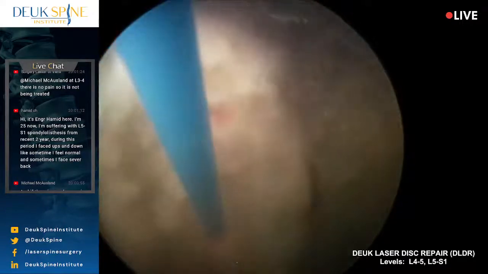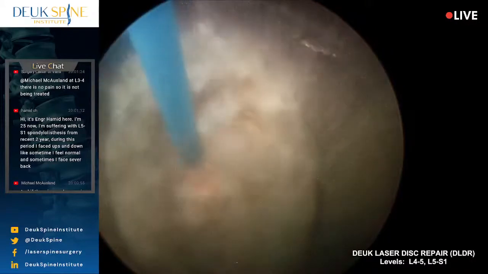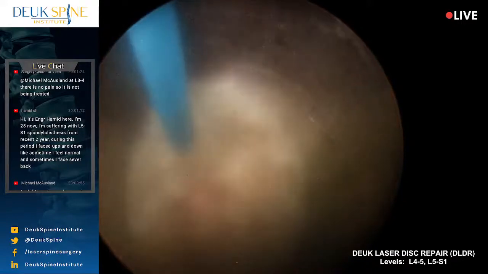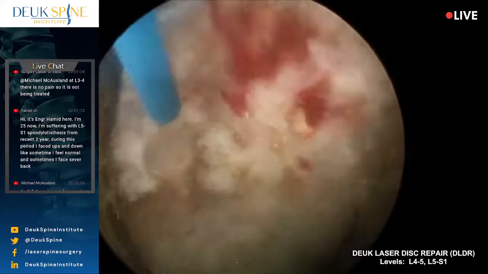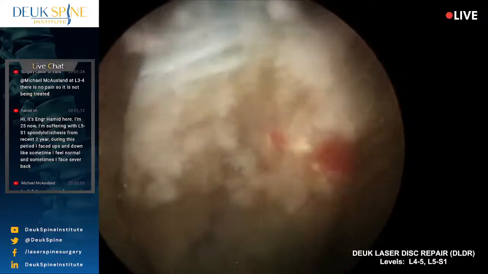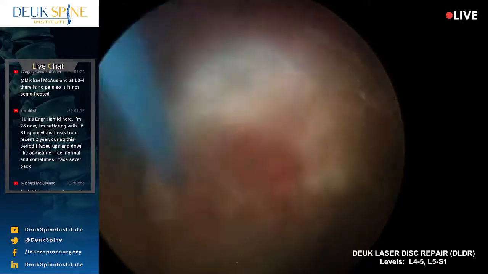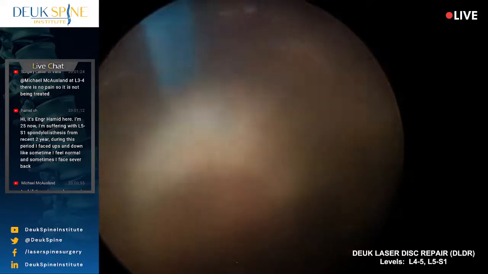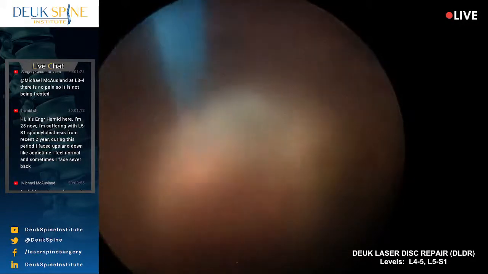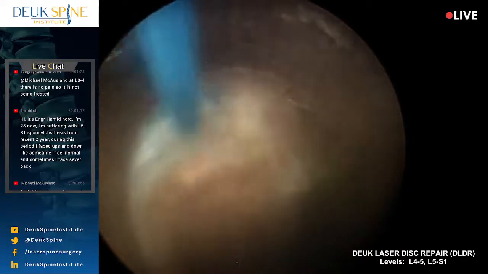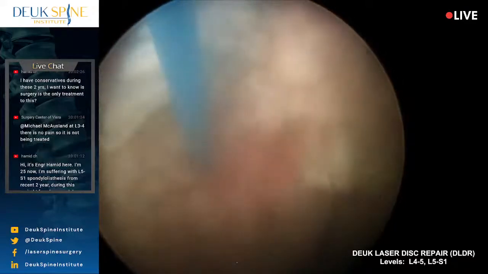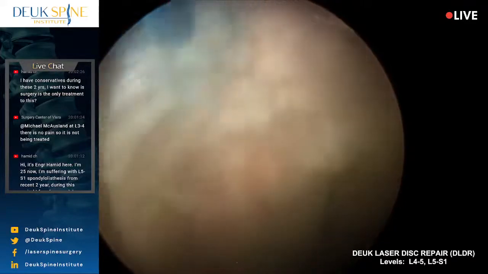What am I getting on this? Is my irrigation down? No, I just want to make sure I have good flow. All right, just about done here. This is pretty much the end of the herniation, the most lateral part of it. These are sometimes tough to get. That's the end plate, like a bone spur right there that's bleeding, that I just zapped with the laser.